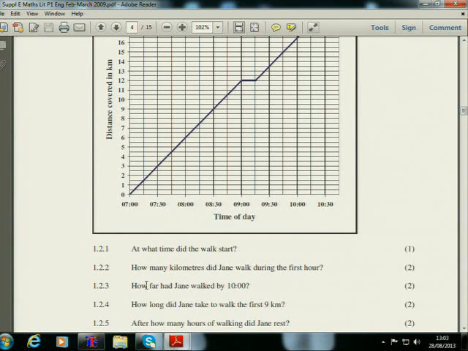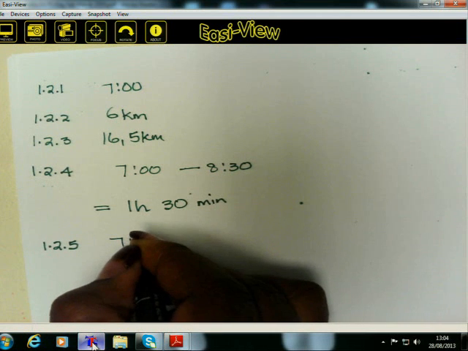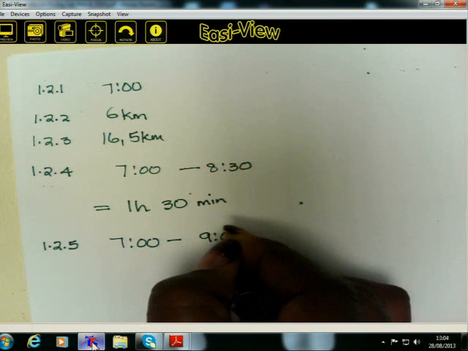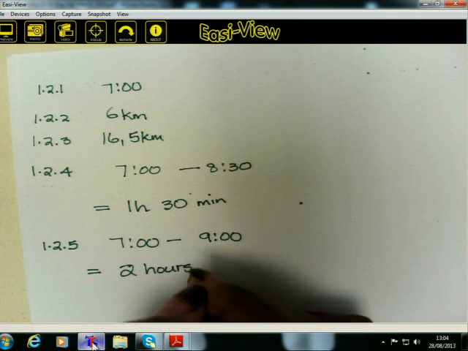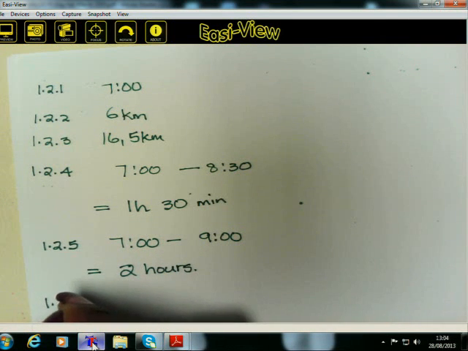that time. So we have to now look at our graph and determine after how many hours of walking did Jane rest. Remember, Jane started walking at 7 o'clock, and it looks like from the graph, Jane rested at 9 o'clock. So it took Jane how many hours of walking for her to rest? It took Jane 2 hours, because from 7 o'clock to 9 o'clock, we get a difference of 2 hours. So our answer there is 2 hours.